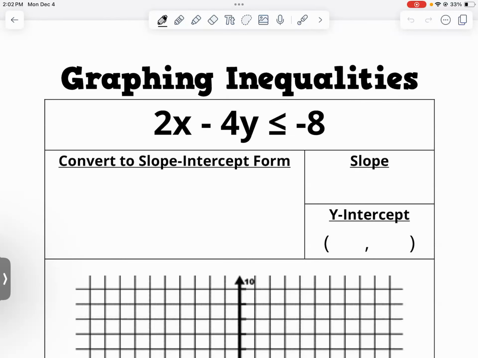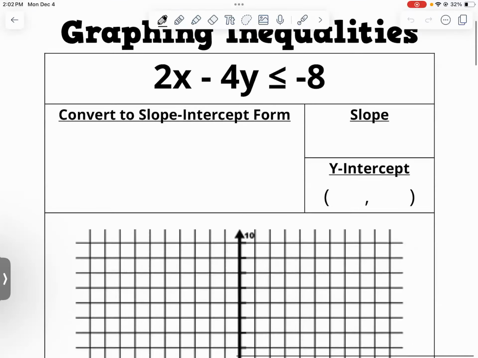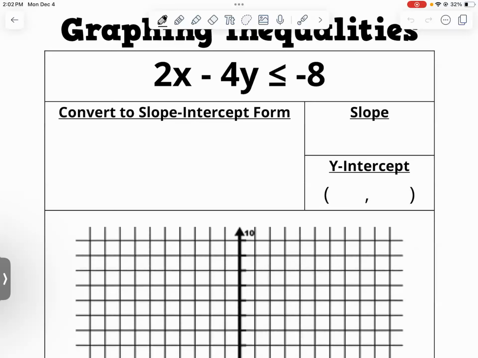Okay. So here we go. When you get a linear inequality with 2 variables, we need to be able to graph the line first. So what I want you to do is, you see where it says convert to slope intercept form? Before we start moving things around, I want you to write it as 2x minus 4y equals -8.